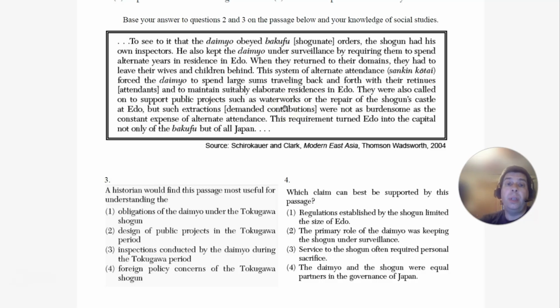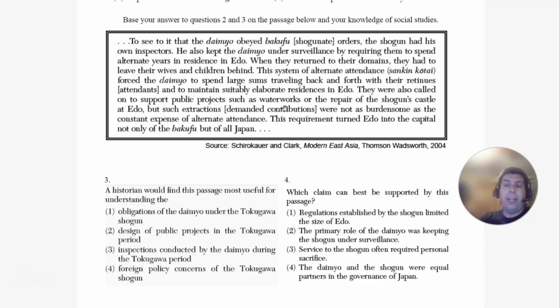Being forced, required, demanded contributions, burdensome. These are sacrifices. And the daimyo and the shogun were equal partners. So again, even if you couldn't tell me for sure 3 was right, the other 4 make no sense. Clearly the passage says the opposite. The shogun calls the shots, right? So 4 is right out.